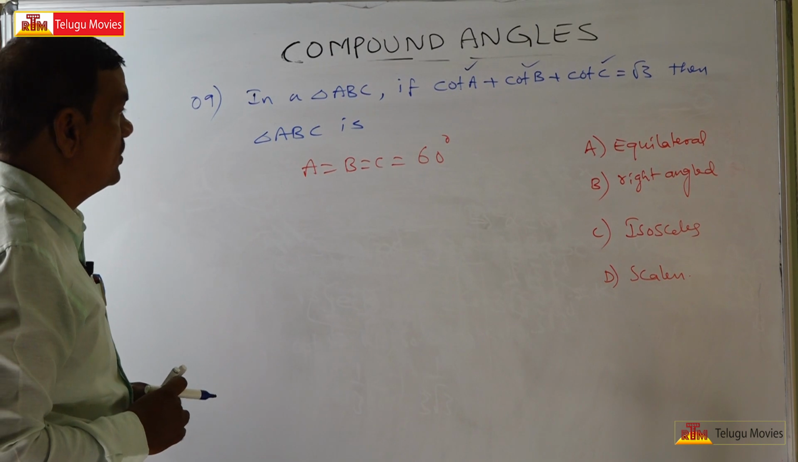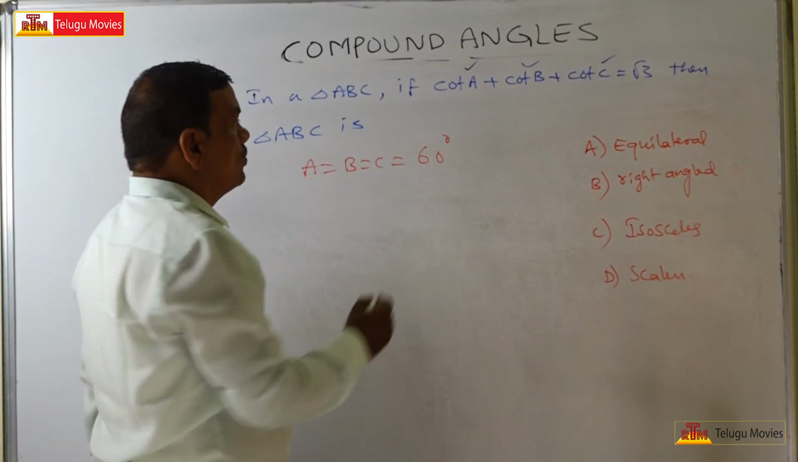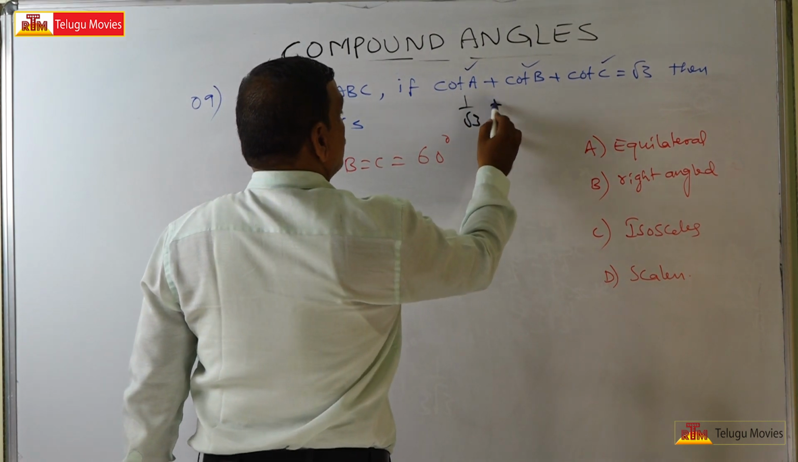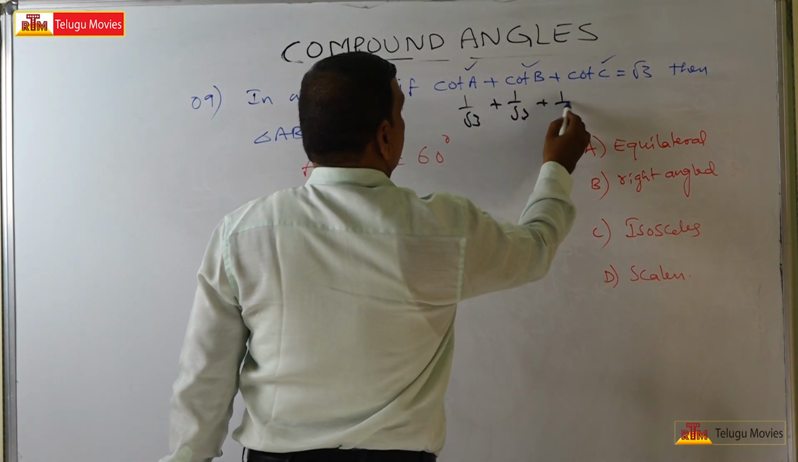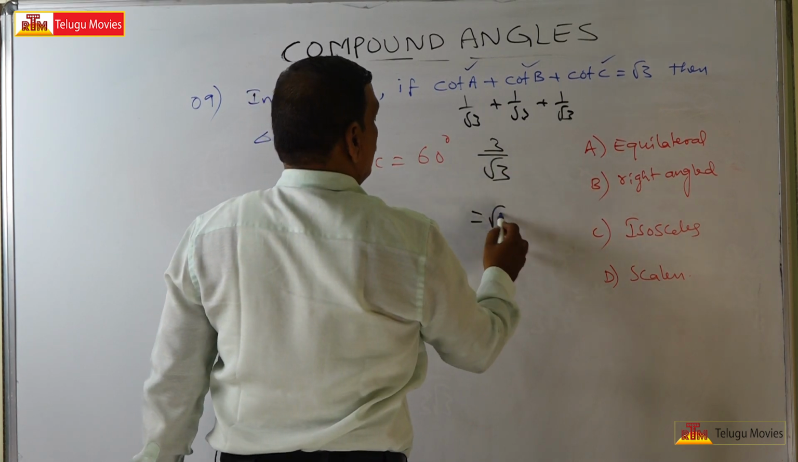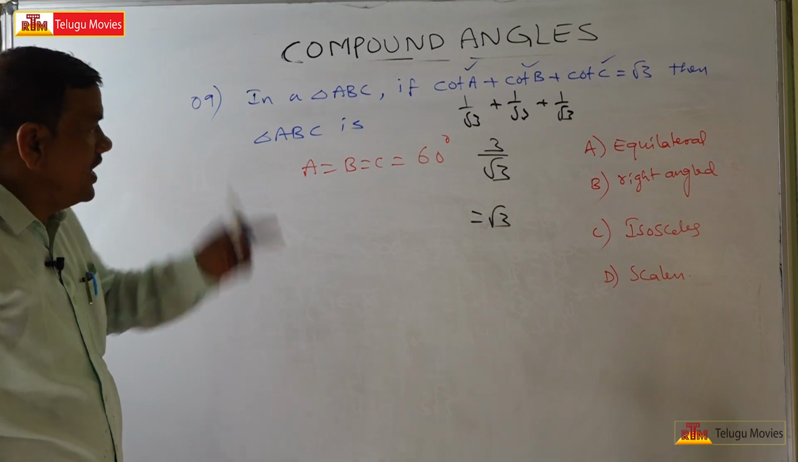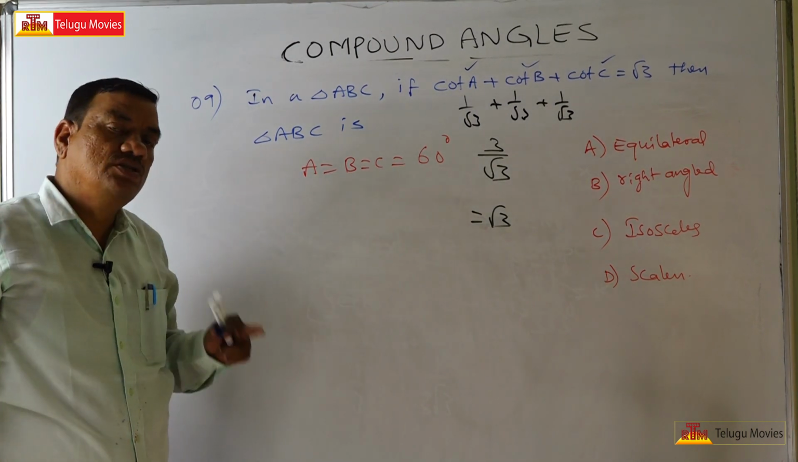This is cot 60. Tan 60 is equal to root 3, cot 60 is equal to 1 by root 3. So this is 1 by root 3, this is 1 by root 3, this is 1 by root 3. This is 3 by root 3, which is equal to root 3. So is it right or wrong? Yes, that means A is equal to B is equal to C is equal to 60 degrees.